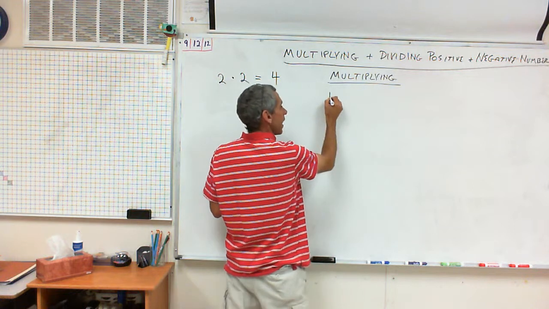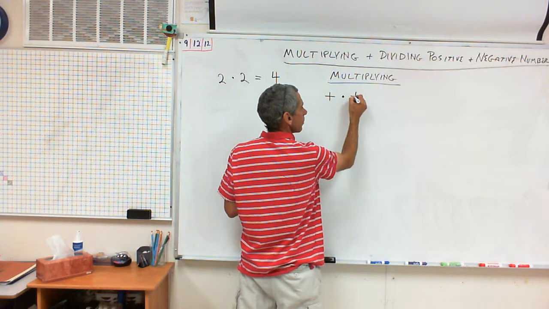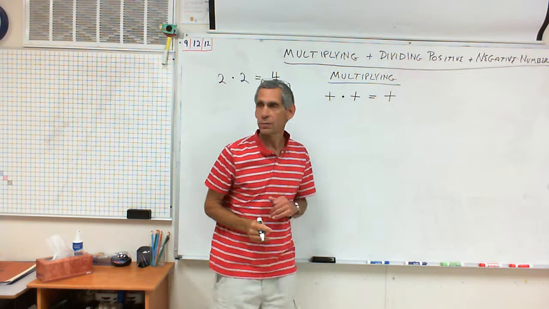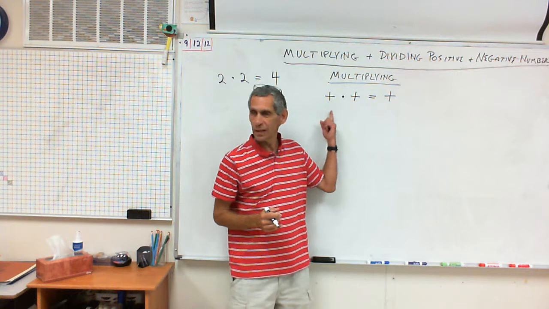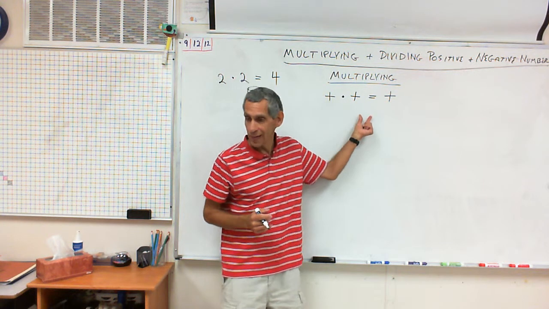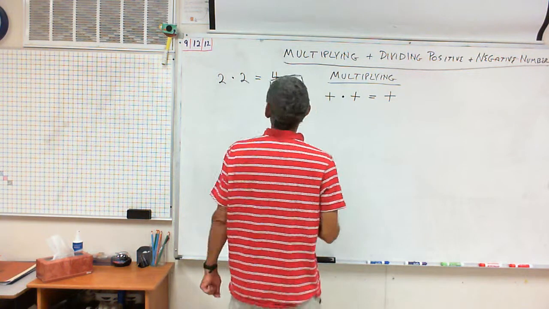I notice that a positive number times a positive number is equal to a positive number, right? Does that make sense? I'm not putting a number in there. I'm just focusing on the sign right now. So a positive times a positive is equal to a positive, right? All right. So now we're going to go over here.